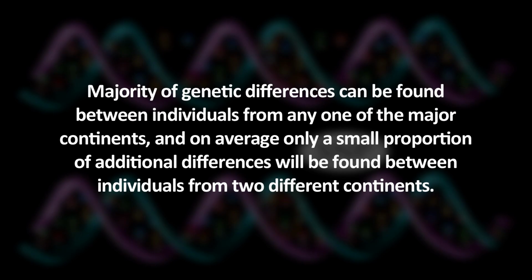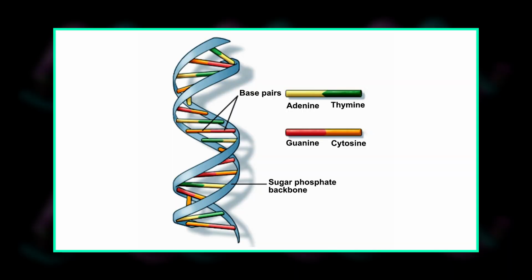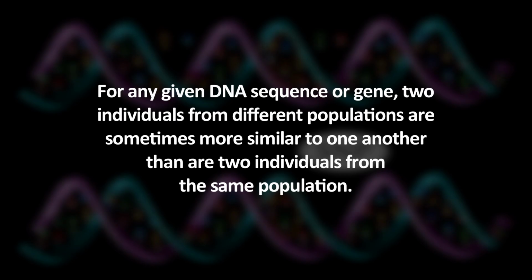Thus, the great majority of genetic differences can be found between individuals from any one of the major continents, and on average, only a small proportion of additional differences will be found between individuals from two different continents. Furthermore, because human history is a history of population movement, and because humans are extraordinarily adept at sharing their DNA, the genetic boundaries between populations are typically indistinct. For any given DNA sequence or gene, two individuals from different populations are sometimes more similar to one another than are two individuals from the same population.